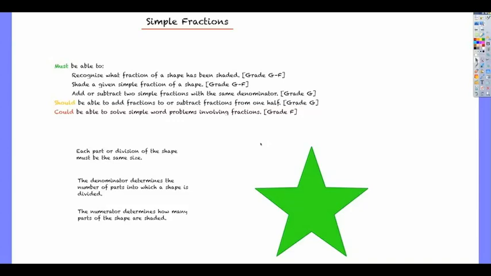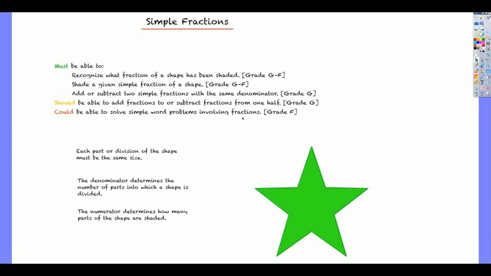This session we're going to be looking at simple fractions. So we must be able to recognise what fraction of a shape has been shaded, be able to shade a given simple fraction of a shape, and then add or subtract two simple fractions with the same denominator. Some of us will be able to add fractions or subtract fractions from 1/2, and then also could be able to solve simple word problems involving fractions.